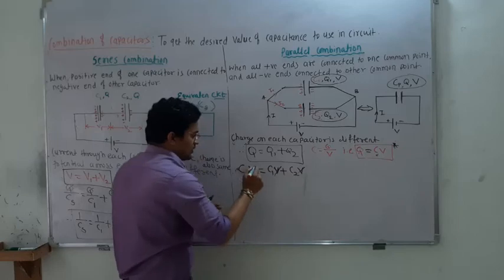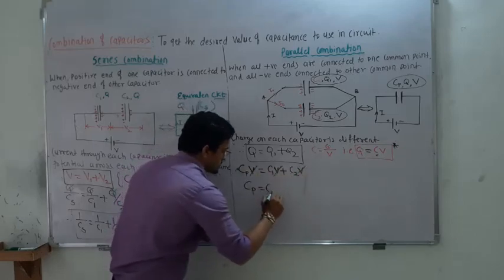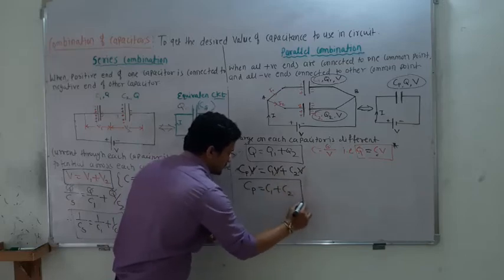This V will cancel out. Okay, so make it cancel. So what is left? Therefore Cp is equal to C1 plus C2. This is the final answer.